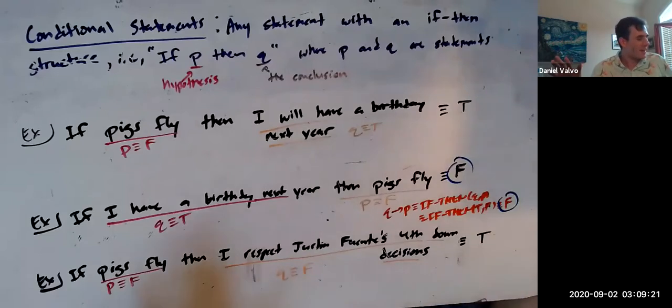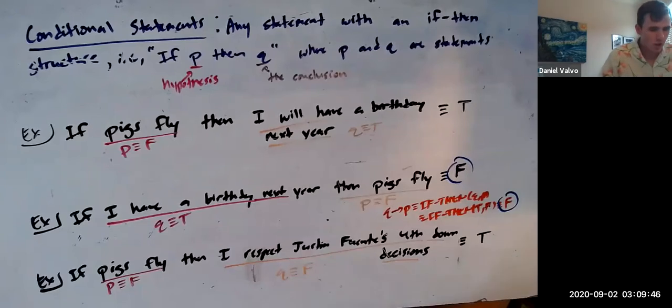The point is, if you have if P then Q, and P doesn't happen, it doesn't matter what Q is. The statement is going to be considered true, because we're only saying something about Q in the case of P. We're just saying Q will happen if P happens. If P doesn't happen, doesn't matter. So this is called being vacuously true.